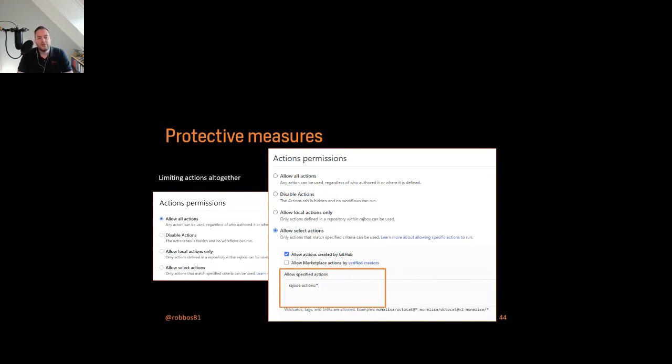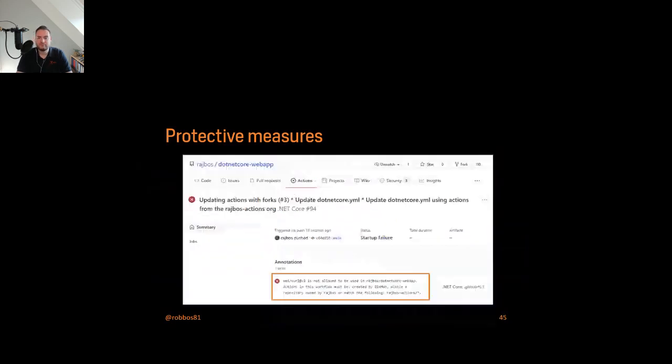You can also say that you only allow specified actions. In this case, I have a specific organization that I'm using for all my actions, and I'm allowing all the actions from my actions organization. At the bottom, you can even see examples where you can say I'm trusting a specific action because I trust the maintainer of that action, or even a specific version of that action that you can trust. And you can set it up at either the repository level or the organization level. So that's already a good step to take.